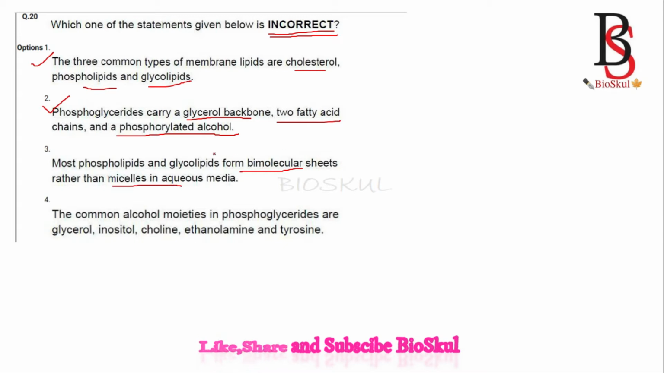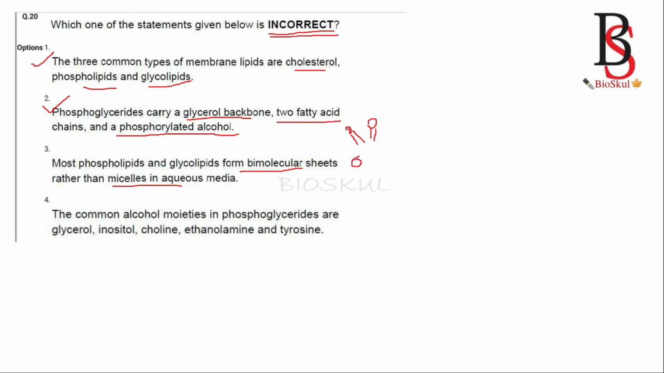Okay. This one is also right, because the phospholipids and the glycolipids in the aqueous medium will form a structure like this, like a bimolecular sheet. This is the bimolecular sheet, but in the micelle there is the presence of a single tail structure. So this one is also correct. Most phospholipids and glycolipids form the bimolecular sheet in the aqueous medium.